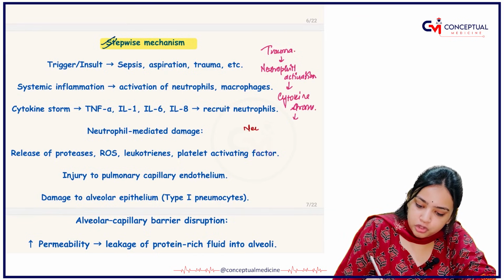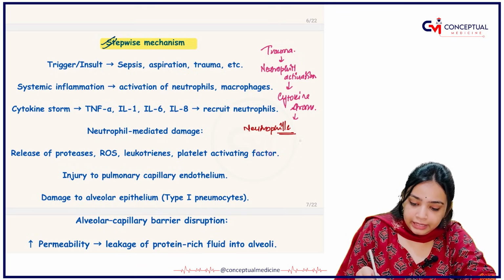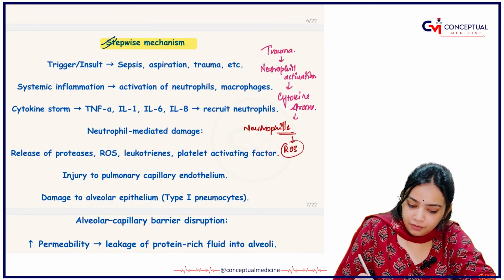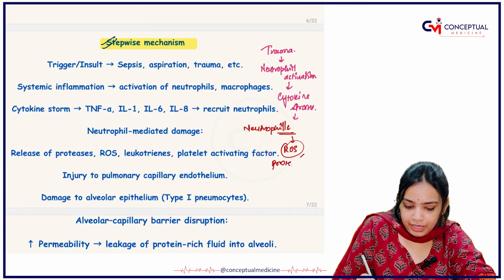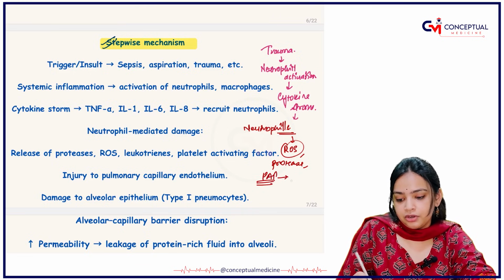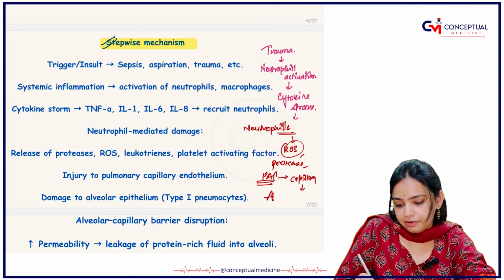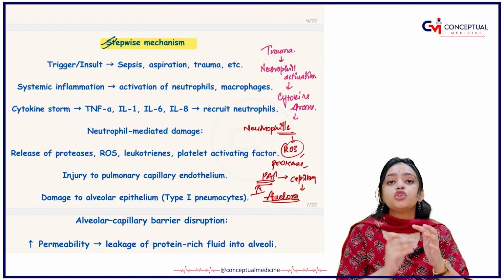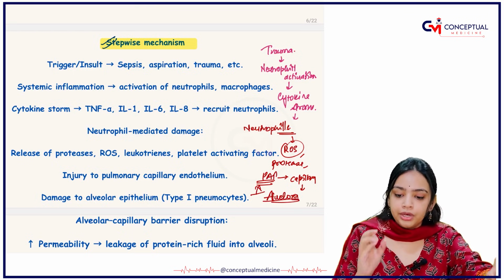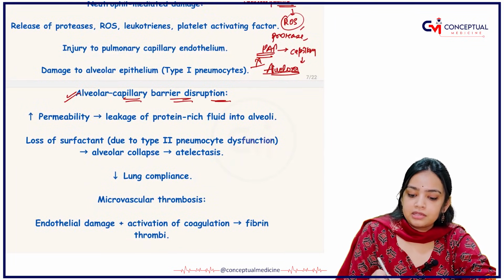Damage to what? Damage to your neutrophil. Then there will be a release of reactive oxygen species, proteases and platelet activating factors. They will result in the damage of capillary, and after the capillary damage there will finally be alveolar damage. Okay, what happens is there is alveolar-capillary barrier disruption.